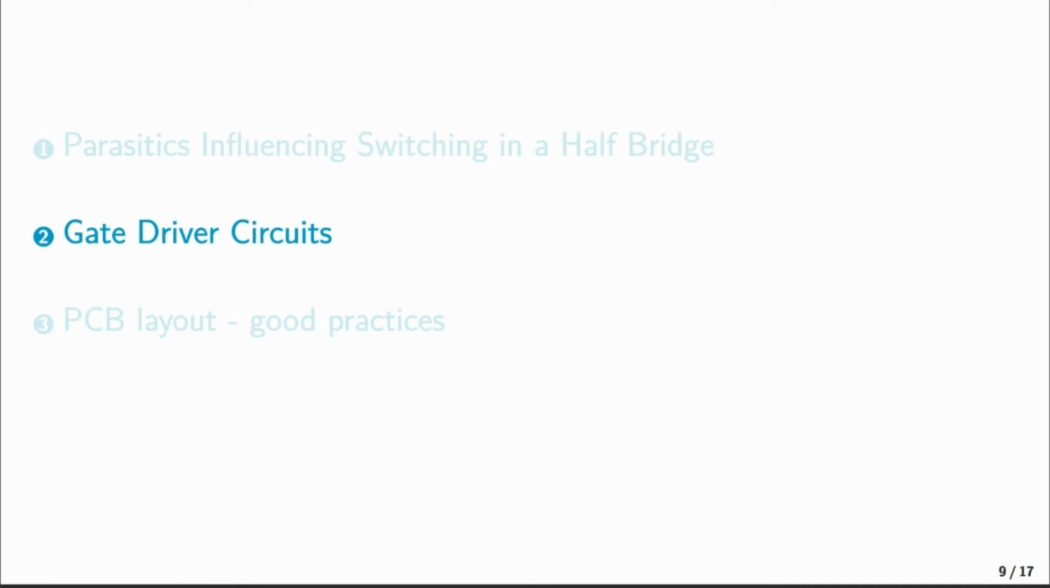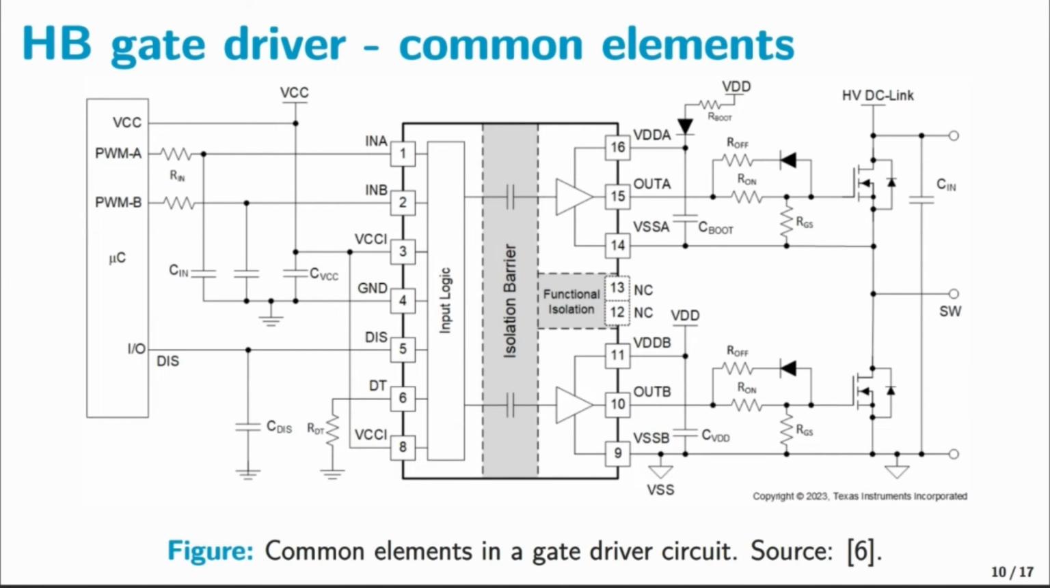Now that we have reviewed the main parasitics in a half bridge, let's move on to understanding how to drive the switches effectively. This figure, taken from a Texas Instruments gate driver datasheet, shows a typical gate driver circuit. Let's examine its main parts. On the left side, we have the control circuit, and on the right side, the half bridge output stage. These are separated by an isolation barrier.